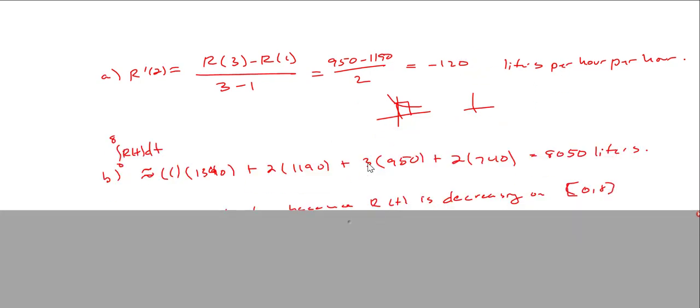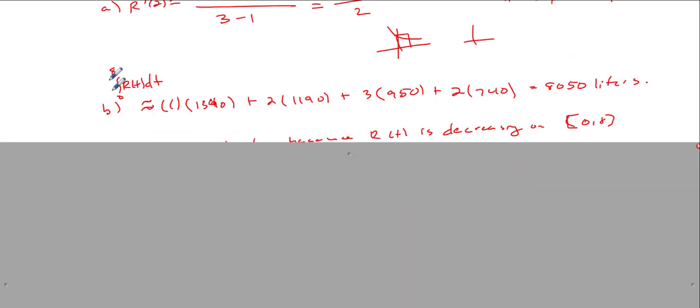Part B. Notice what I did. I went back and wrote in the integral after I wrote out the Riemann sum. The calculator is active, so I would definitely want to have an answer here. So this is a left Riemann sum, width of 1, left-hand height, width of 2, left-hand height, and so on. 8,050 liters. Please have your units.